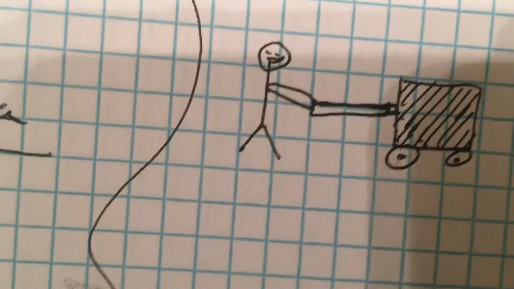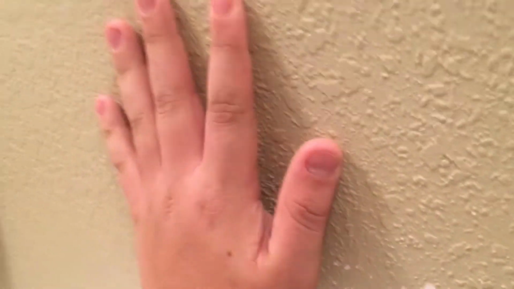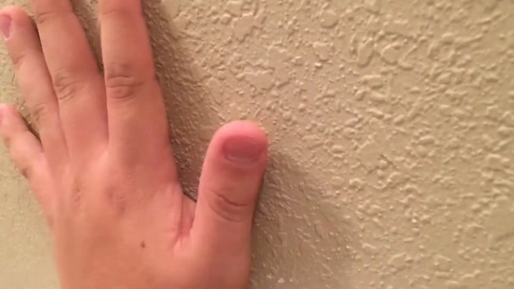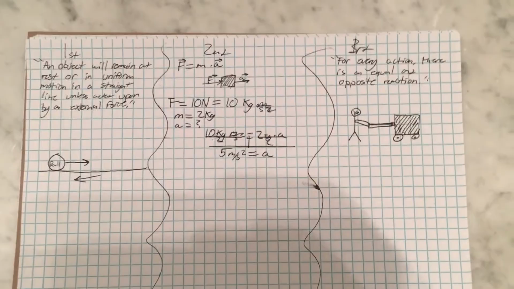And as you're pushing it, your hands will compress. So as if you put your hand up against the wall, your hand will compress, as you can see. The wall is also pushing up against you. So those are Newton's three laws.